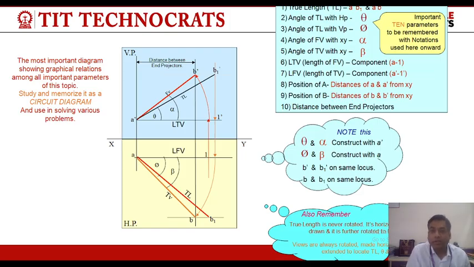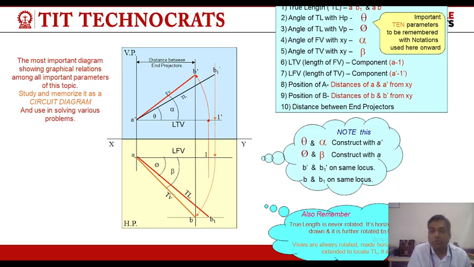When the line is inclined, the position of point B changes, so that is called the locus of point B in front view as well as the locus of point B in top view. And the distance between the projectors of the end points of a line, that is the projector of A dash and A, and B dash and B, is called the distance between projectors.